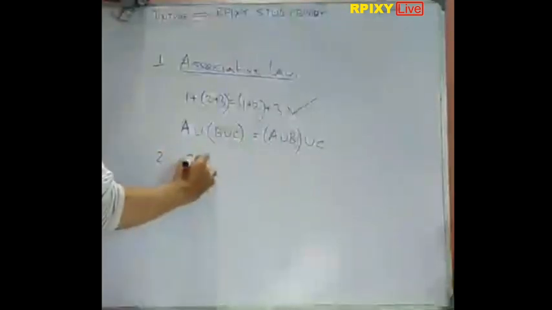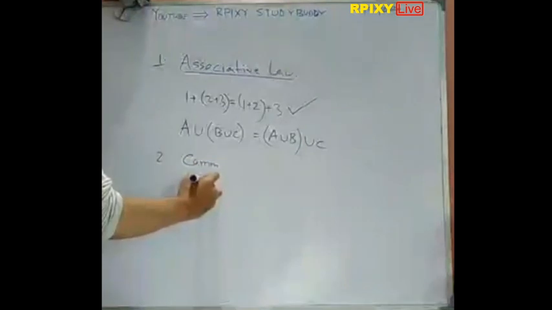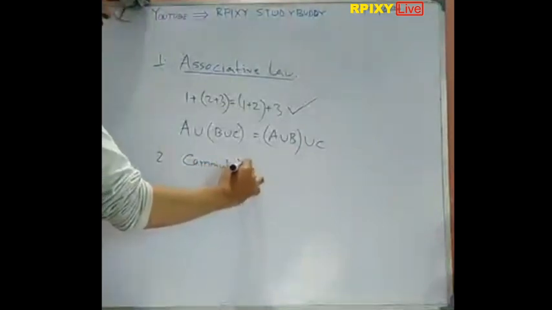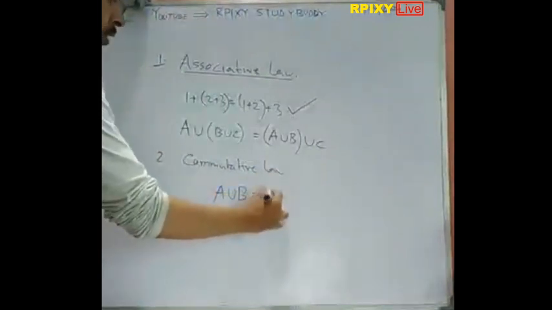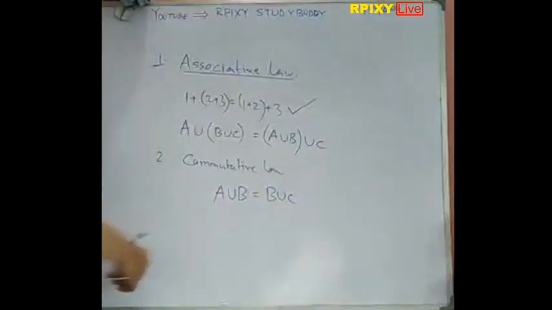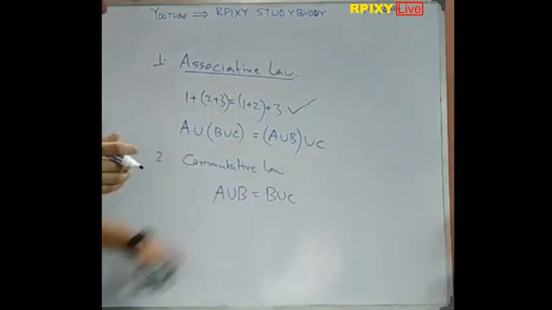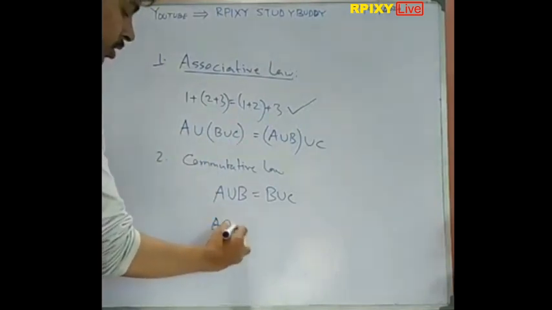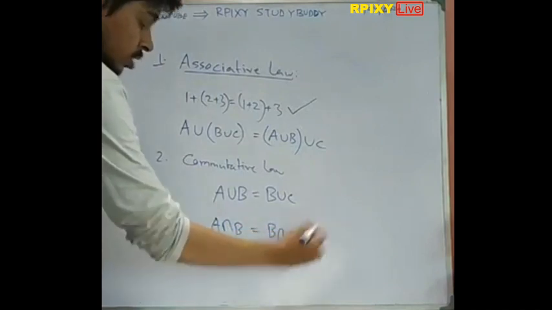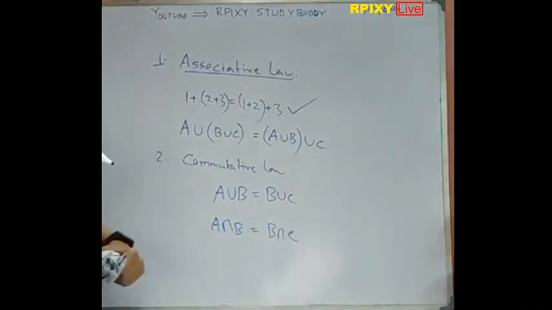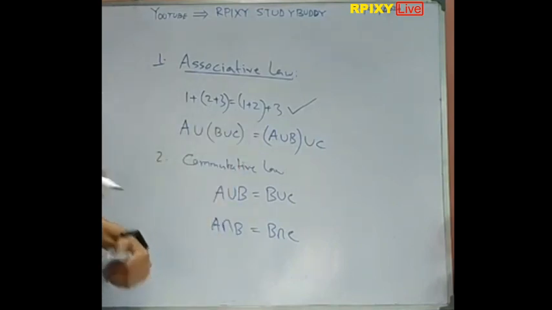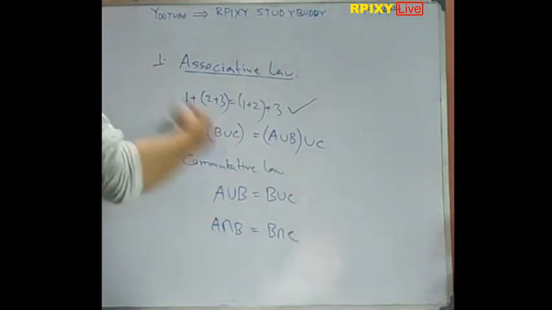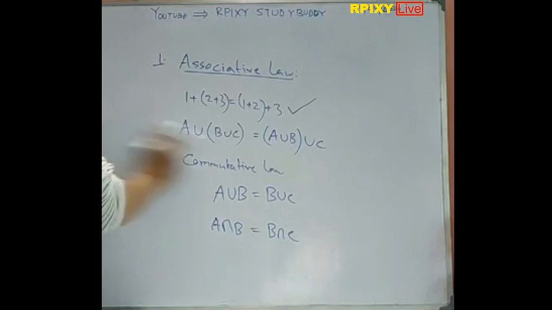Also, all of you know the commutative law. What is that? A union B is equal to B union A. I am writing the laws only for the unions. This is also true for the intersection. That means A intersection B is also equal to B intersection A. So this is the commutative law. You can prove these laws using a Venn diagram. So these are the two laws, associative law, then commutative law.